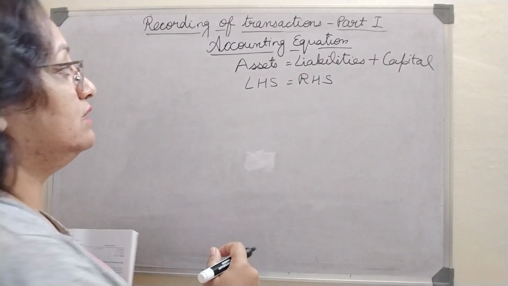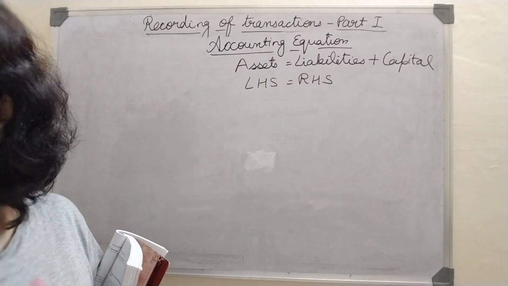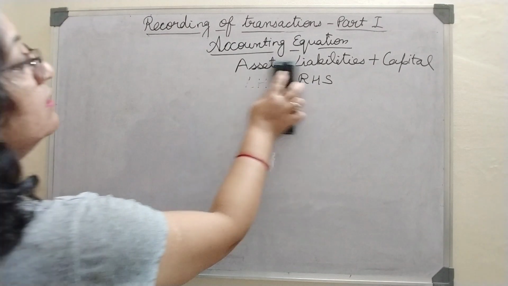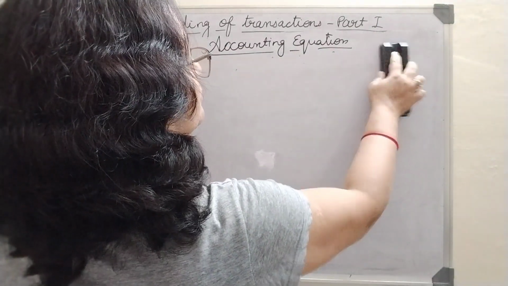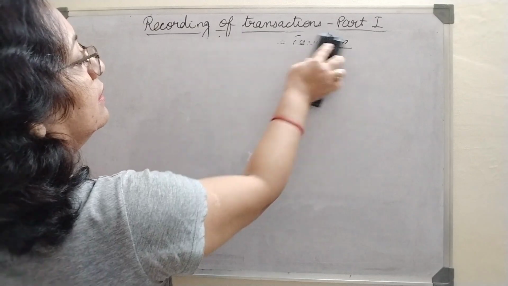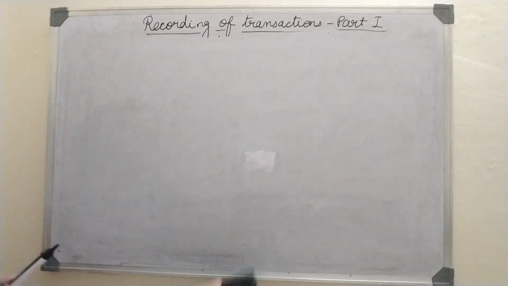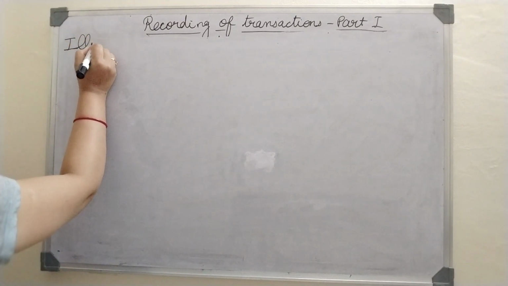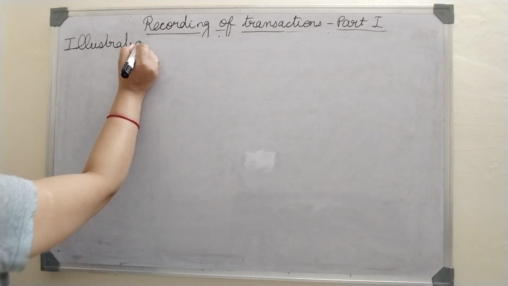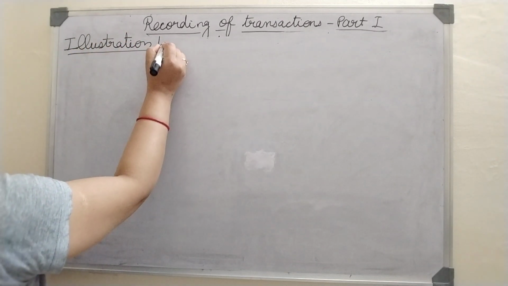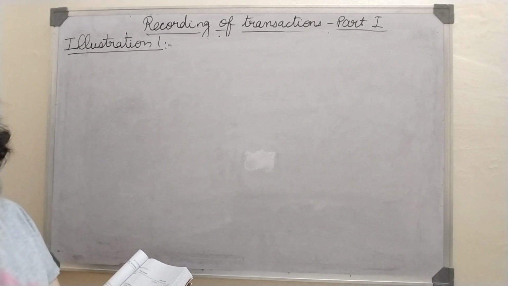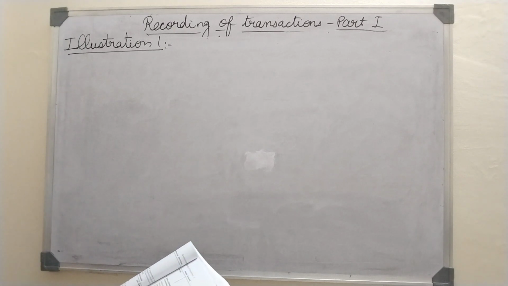Keeping this concept into consideration, I will be proceeding with illustration 1. I request all of you to please open page number 57 where illustration 1 starts, and I am rubbing out all extra things, only the topic is written. Illustration 1, please do it with me so that accounting equation is not a difficult topic for you. It is quite simple if you understand the concept behind it, that why we are doing it.